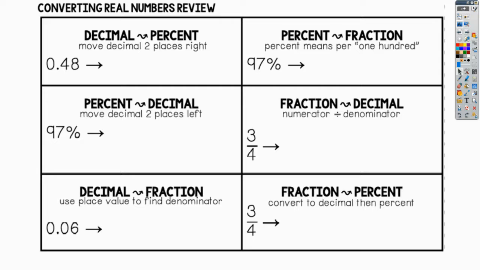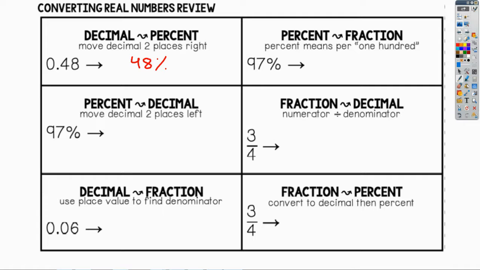So first we have a decimal, and it wants us to convert it into a percent. Whenever you convert a decimal into a percent, all you need to do is move your decimal to the right 2 times. 1, 2. And if you did that, this 0.48 or 48 hundredths will become a 48%. Another way to think of this is just multiplying it by 100.